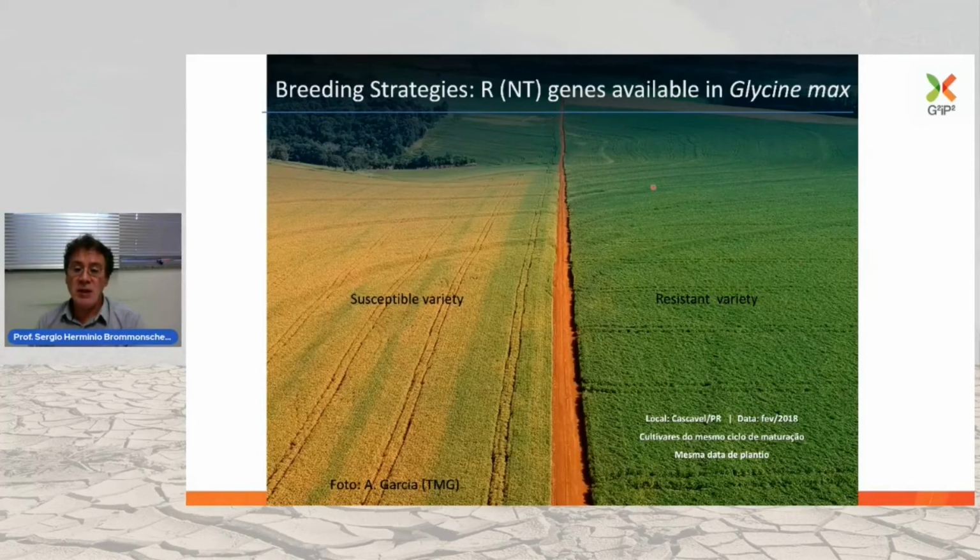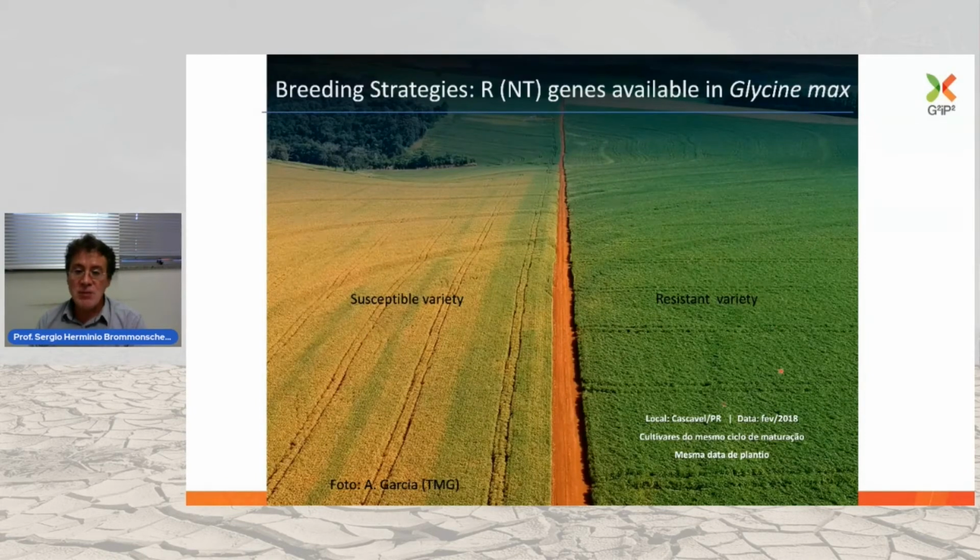Just to give an overview here, there's a company called Tropical Melhoramento Genético that has been breeding for Asian soybean rust resistance. You can see here that in 2018 we had very high pressure from Asian soybean rust. This is a field with a susceptible variety, and this is a field with a resistant variety. You can see that both fields were sprayed. The difference here is because of the rain, they could not spray this field at the right time. They lost the right time of control here.